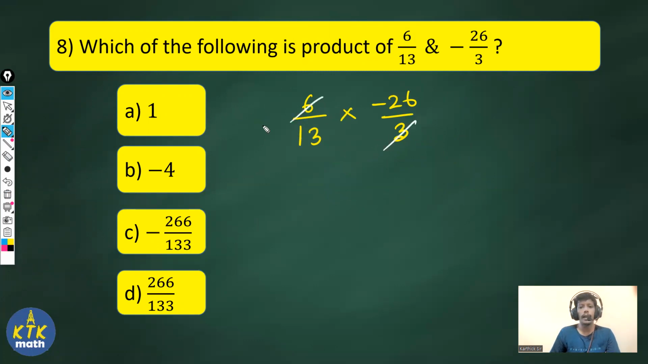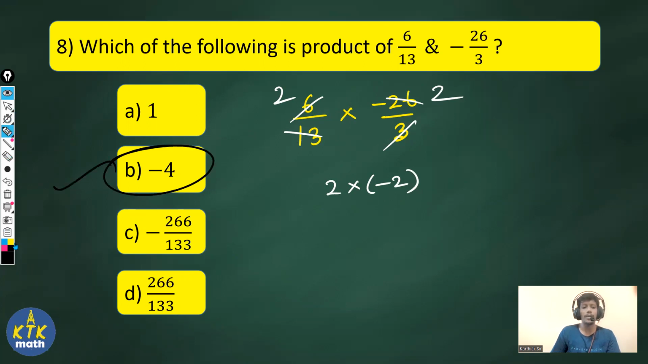So 3 and 6, how many times? 2 times. 13 and 26, how many times? 2 times. So remaining you have 2 times negative 2. So your answer is option B, negative 4. Sometimes a few geniuses will cancel this 2 and 2 also. Don't ever make that mistake. We should not cancel the numbers when they are in the same numerator or in the same denominator. You are allowed to cancel only when one is in the numerator and the other is in the denominator. It's very, very important. So make a note of it. For this question, your answer is negative 4.